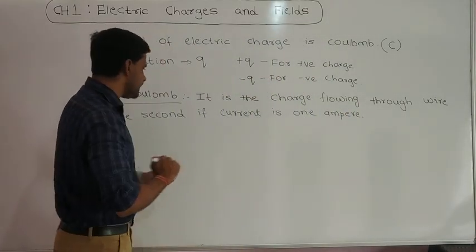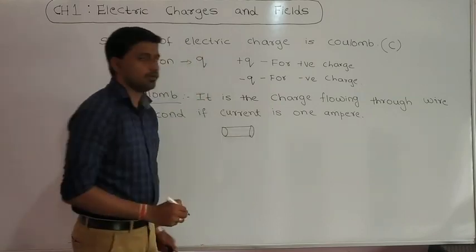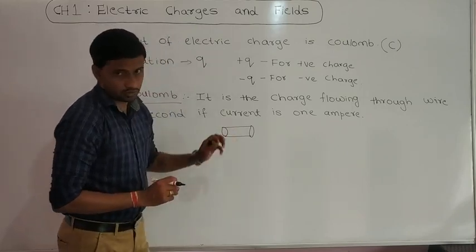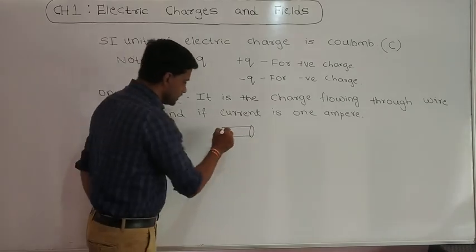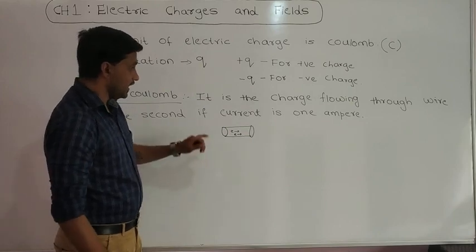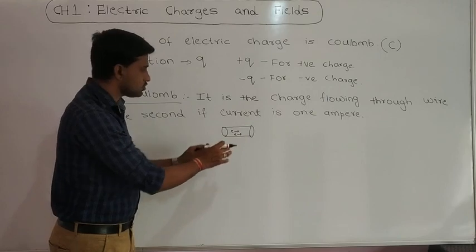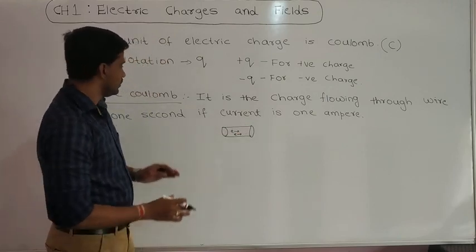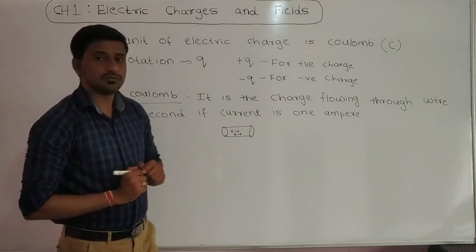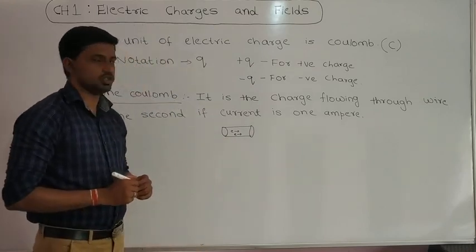That means if I take an electric wire, we know that current is nothing but the rate of flow of charge. So to get the current, the charge should flow through this wire. Suppose the charge flowing through this wire in 1 second produces 1 ampere of current, then we call that charge 1 coulomb of charge. That is the definition of 1 coulomb of charge. That is another point you should remember.